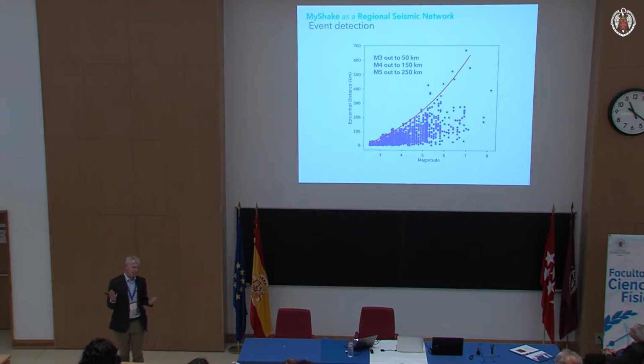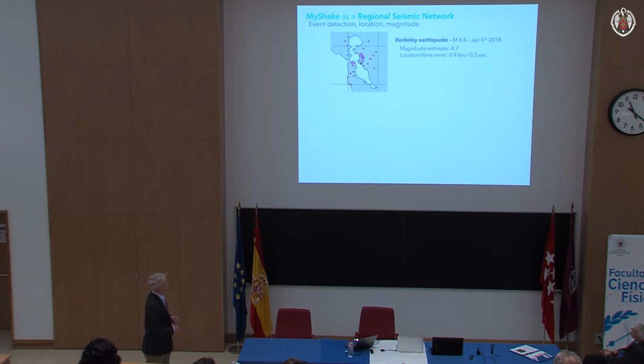So first of all, obviously there are only phones where there are people. So we're not going to have some global, evenly distributed network like the GSN, just much more dense. We're going to have very dense networks in the urban environment. And so that obviously focuses the kinds of things that we can use these data for. But we can use this as a regional seismic network.